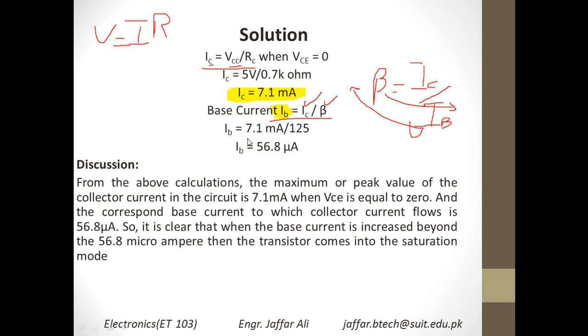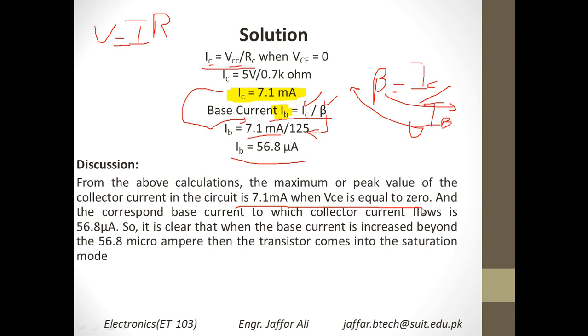So if you divide this 7.1 milliampere that you just found out, the value of IC, by beta, which was given to you, that is 125, you can get the value of the base current, that the base current will be 56.8 microampere. So from the above calculations, you can see that the maximum or the peak value of the collector current is 7.1 milliampere, while the VCE is equal to 0.